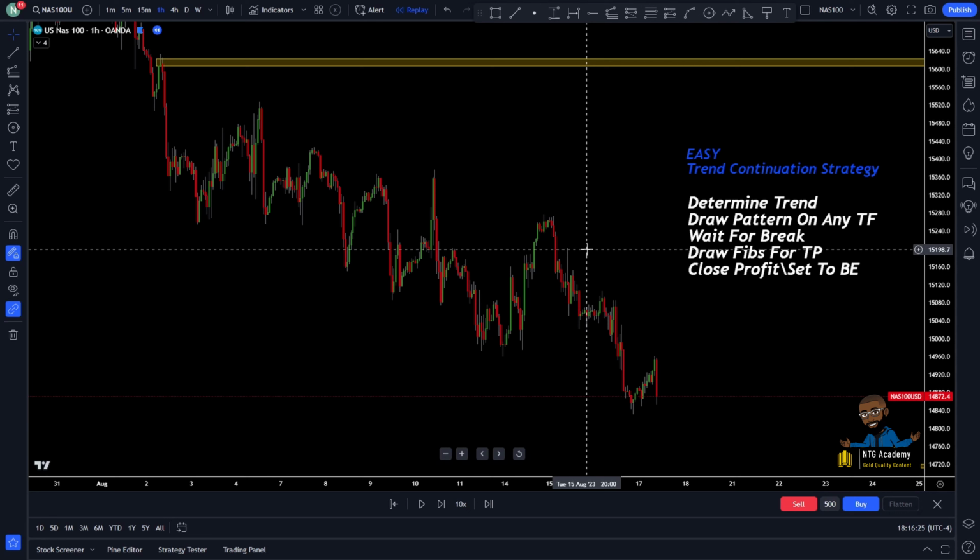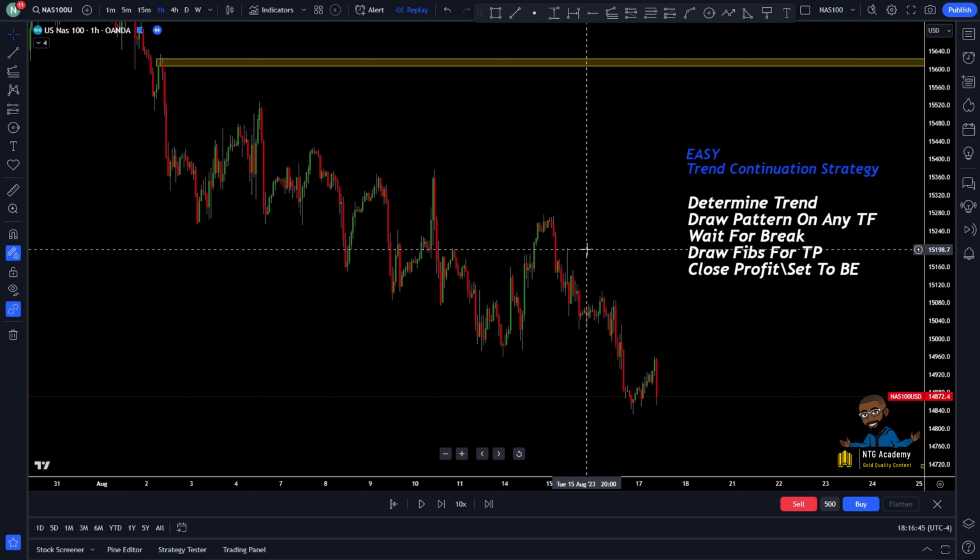The second thing we're going to do is wait for the break. That's going to be our entry point. We're going to draw fibs to get our TP, and then we're going to trade manage. So we're going to learn how to close in profit, set to break even, things like that. Like I said, the first thing we want to do is determine trend.